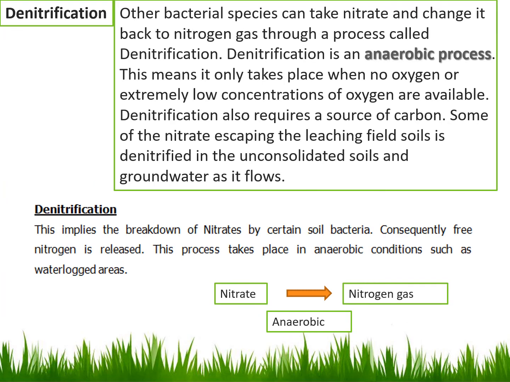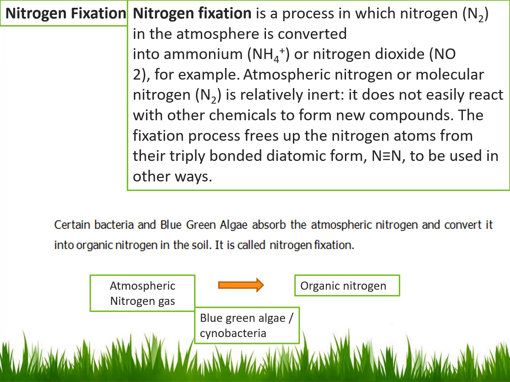Now denitrification. Nitrite and nitrate are again converted to nitrogen gas by other bacterial species. It is an anaerobic process, with no oxygen or a low concentration of oxygen available, as in leaching field soils. So to understand it: first we produced ammonia in ammonification, then nitrate in nitrification, now nitrogen gas in denitrification.